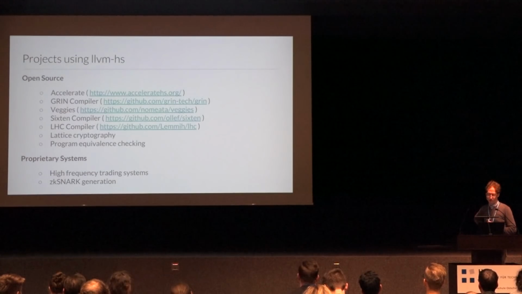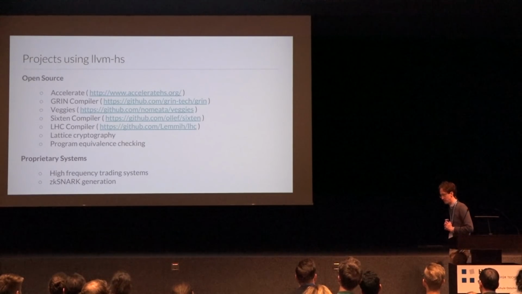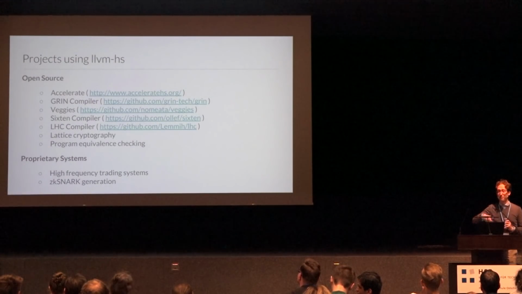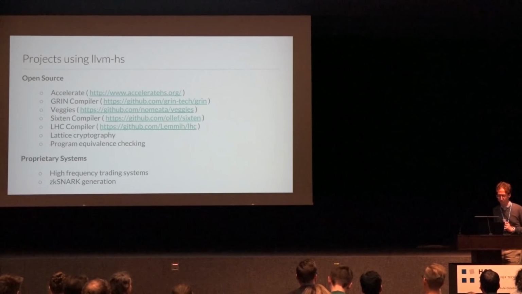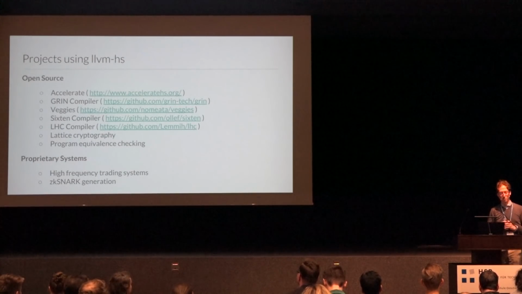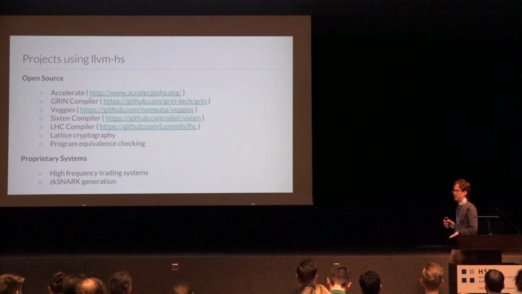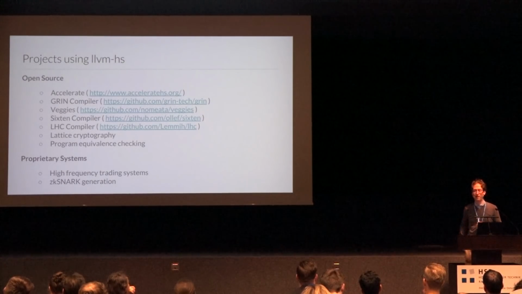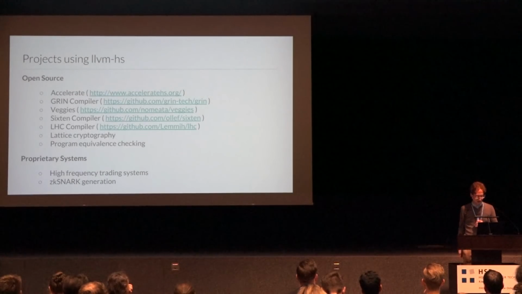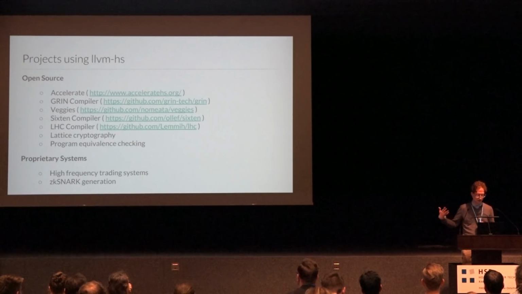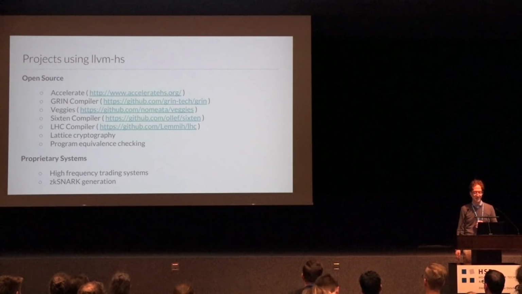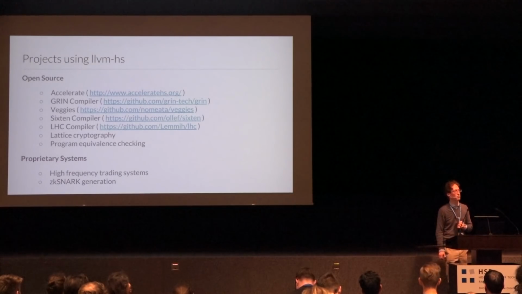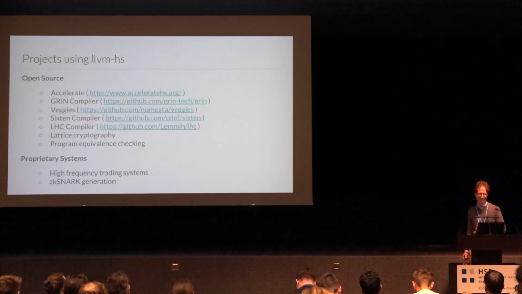There's a bunch of interesting academic work on lattice cryptography, using the llvm-hs project for the implementation of the paper. And then my other partner who works on the project with me, Moritz, is doing a lot of work on program equivalence checking, which is the process by which, given two implementations of a program, you prove that they have the same functional semantics. That's an interesting problem. We do that by comparing the LLVM representation of the two programs. And then my company also works on some projects using llvm-hs, some open source, some not open source. I've seen it used internally at a place we'll just call the bank on a high-frequency trading system.